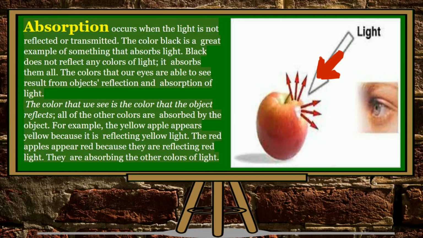The colors that our eyes are able to see result from objects' reflection and absorption of light. The color that we see is the color that the object reflects. All of the other colors are absorbed by the object. For example, the yellow apple appears yellow because it is reflecting yellow light. The red apples appear red because they are reflecting red light. They are absorbing the other colors of light.